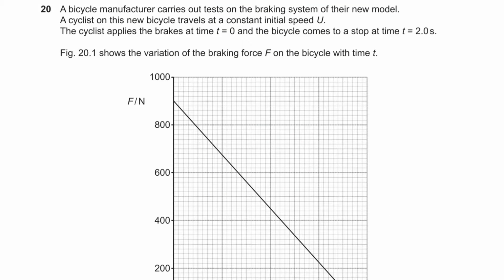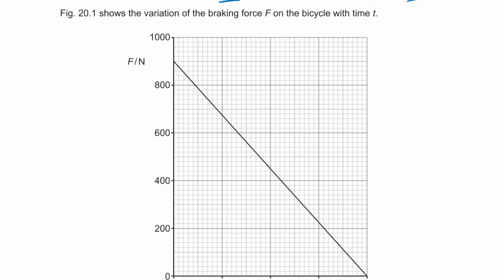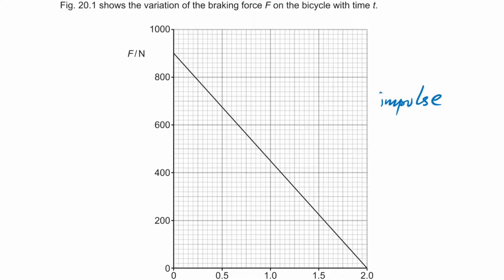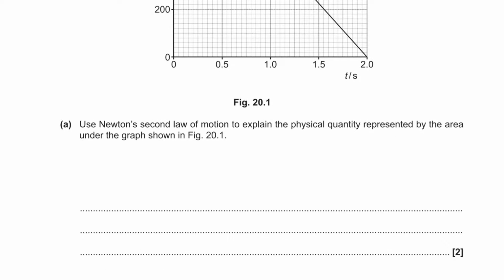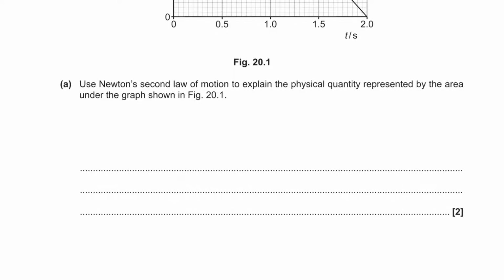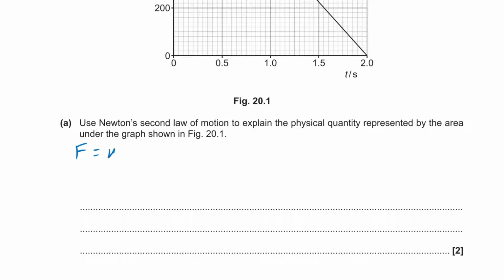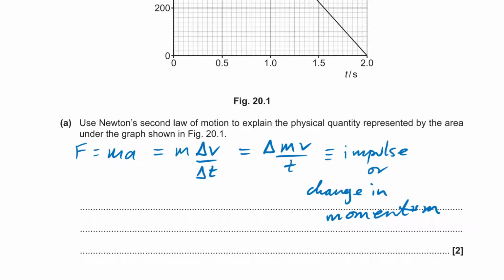Question 20, bicycle manufacturer, initial speed u, we have a graph of force against time, fine. Force against time, we know this is going to be to do with impulse, isn't it? FT graph, that's literally the only thing you can find. Use Newton's second law of motion to explain the physical quantity represented by the area under the graph. Force is equal to mass times acceleration, which is equal to mass times change in velocity over change in time. Or in other words, change in mass times velocity divided by time, which is the same as impulse or change in momentum.